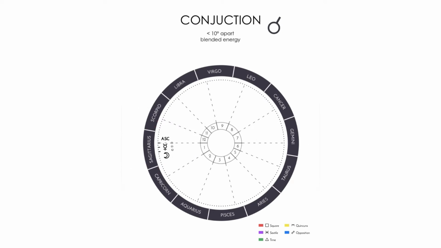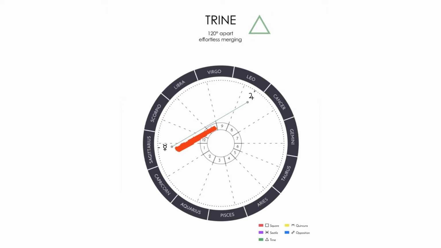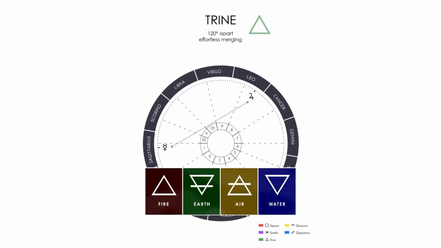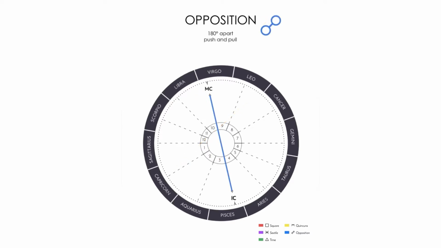Conjunction is no more than 10 degrees apart. They're the same sign, blended energy. Sextile, 60 degrees, even energy, easy flow. Square, 90 degrees, they're gonna battle each other. Trine, 120 degrees, effortless merging, usually within the same element. Quincunx is 150 degrees, that's tense energy. Opposition, 180 degrees, and that's a push and pull.